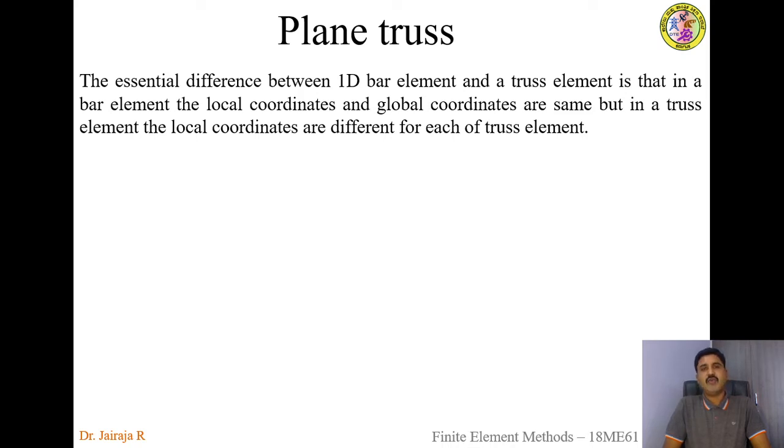Plain truss. What exactly is the difference between the bar problem and the truss problem? In bar problem, local coordinate and global coordinate are the same, whereas in truss problem, local coordinate and global coordinate are not the same, they are different. Another important difference: in bar problem, each node can move only in one direction, along the x direction. Whereas in truss element, each node can move along 2 directions, 2 degrees of freedom. It can move along x direction and also along y direction.